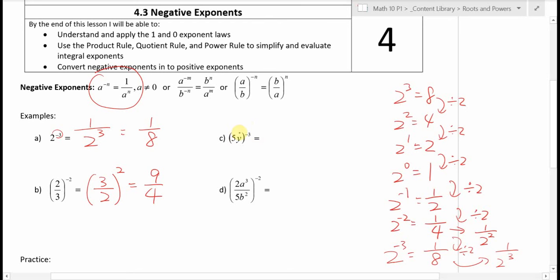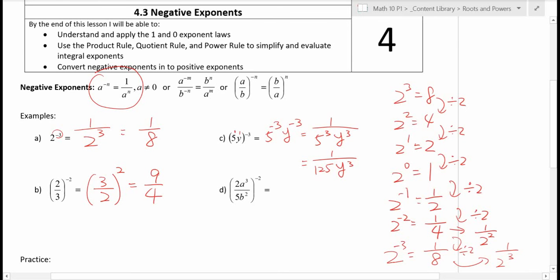Okay, so 5y to the negative 3. Be careful here. We actually have two exponents, right? That's 5 to the 1, y to the 1. This is a power of a power scenario here. So we're going to end up with 5 to the negative 3 times y to the negative 3. Okay, so then this becomes 1 over, again, negative exponent, so that's 5 cubed, y cubed, or this is 1 over 5 cubed, which is 125, and y cubed.